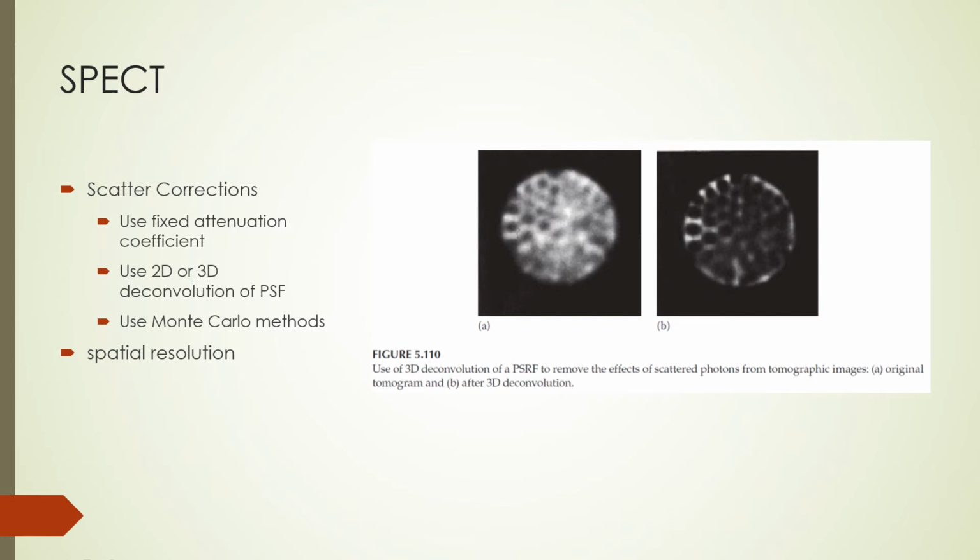Other more sophisticated methods are available that involve the convolution of 2D and 3D point spread functions. This image shows the effect of a 3D deconvolution scatter correction method on the spatial resolution of a phantom image. Other more sophisticated methods involve the use of Monte Carlo modeling.